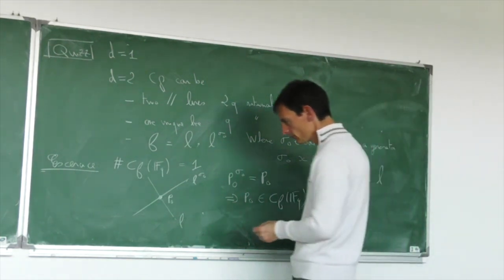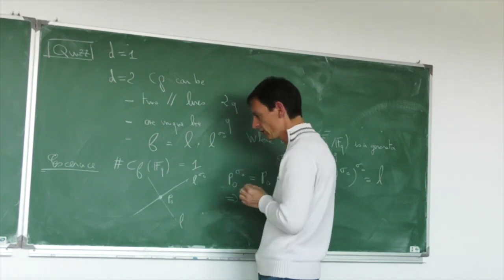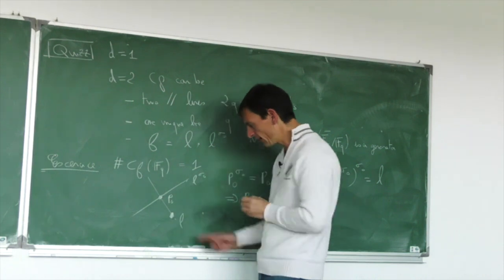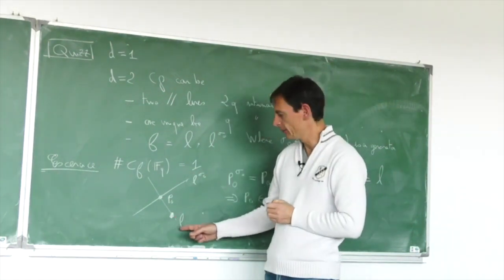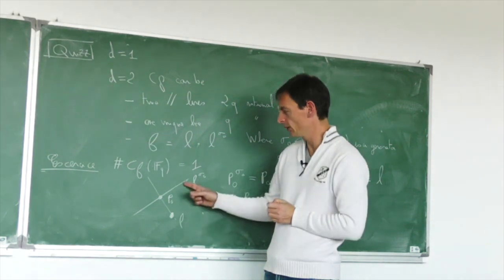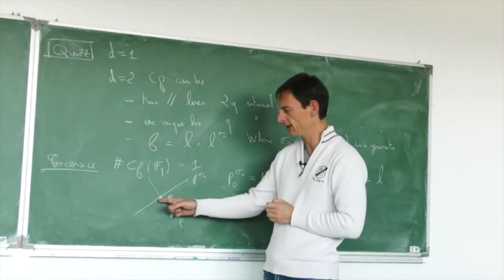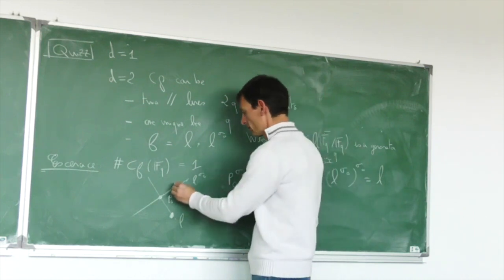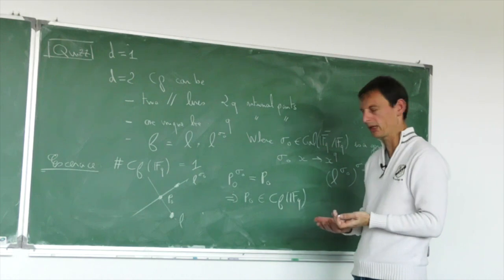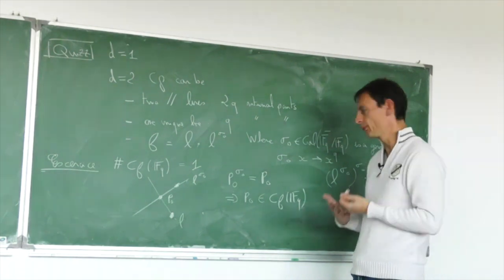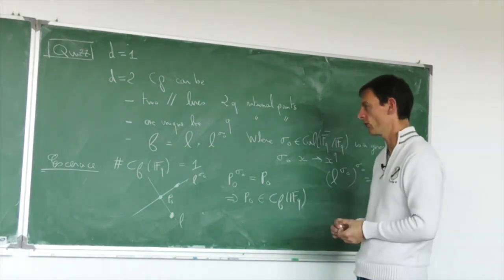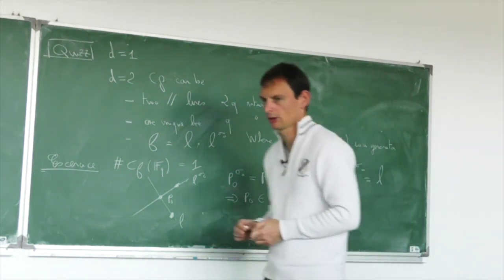But now I say that this is the only point. Why? Take any other point which is not the intersection point. Let's take it here. What is going to happen to this point? It belongs to L, so its image by sigma_0 must belong to L^sigma_0. But as it is not the intersection point, it can't be the same point. And so it is not stable by the Galois action, and we have seen that what is important is that it is stable by the Galois action. So you're done. There is only one point.